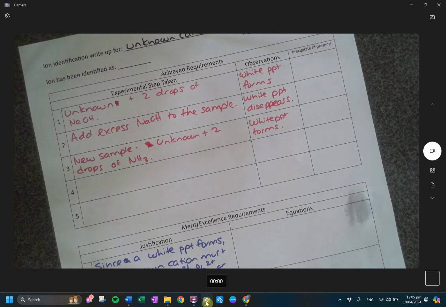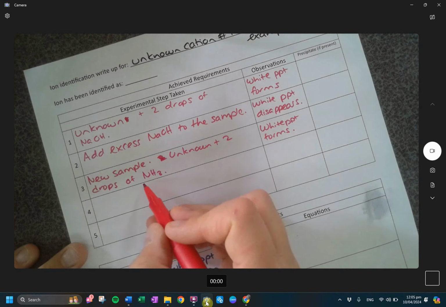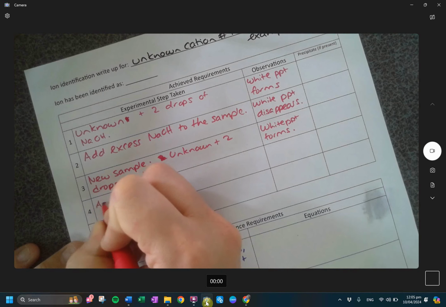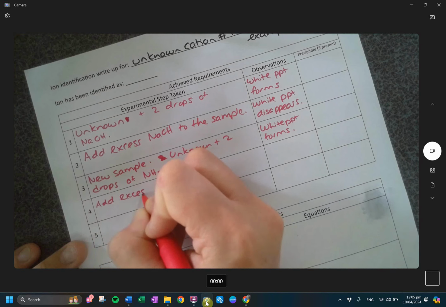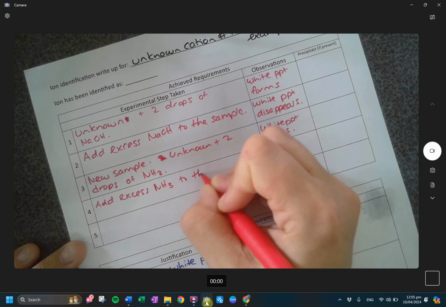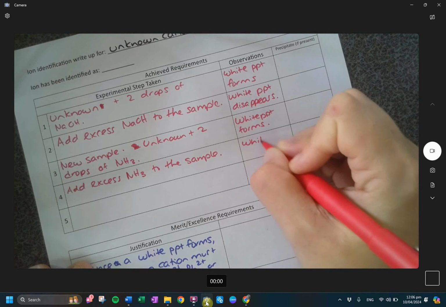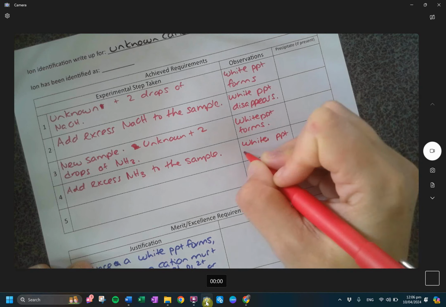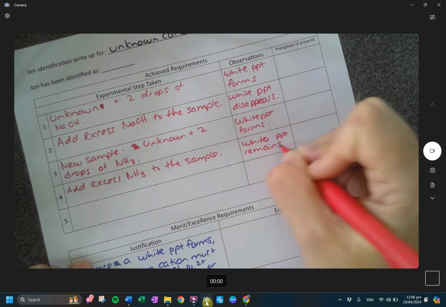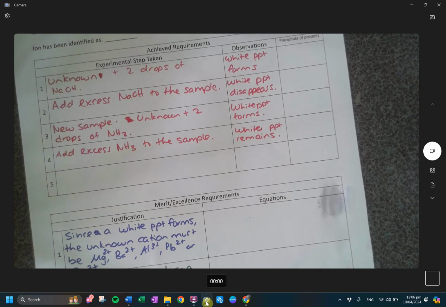There you go. All right, so we added unknown, 2 drops of ammonia, and then we added excess. And we should have that the precipitate remained. I keep playing with that. So it should form and then stay. I don't know why I'm not getting that.